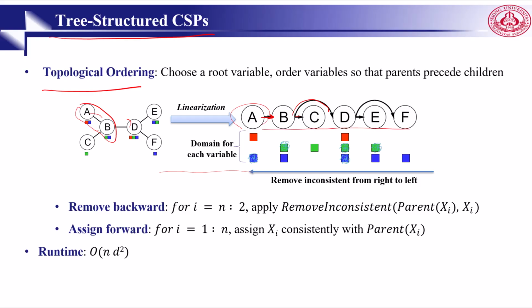Once we have made this tree, then we start from right to left and remove the constraints. We can see the domain for each variable under the nodes here, from right to left, not from left to right, right? From here to here. So there are 2 steps, backward removal and forward value assigning.